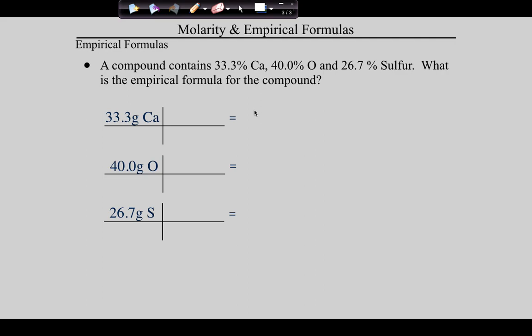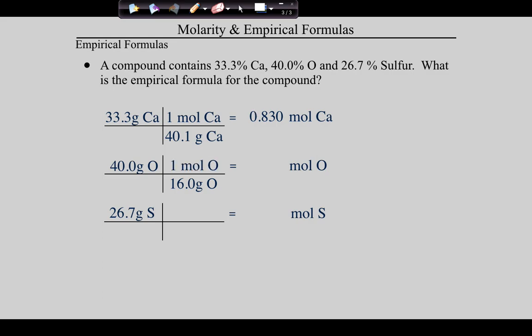So guys, what then is step 2? Convert to moles. And guys, you know how to do that. You just need the formula masses. So I'm just going to run through it. 40.1 grams of calcium is a mole of calcium. Do the math. 16 grams of oxygen is a mole of oxygen. Do the math. 32.1 grams of sulfur is 1 mole of sulfur. Do the math.